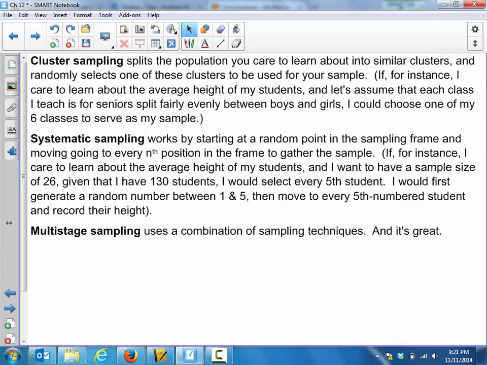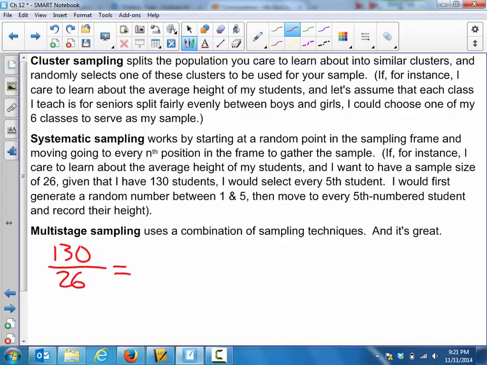Systematic sampling is interesting. It goes through what's called incrementing. Let's say I've got the same 130 students, and I want a sample size of 26. You take your 130 students in the population and divide by the sample size you want. In this case, that gives you 5. That is the number that you will go in order for the students.